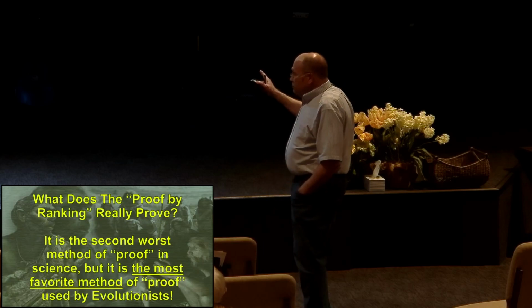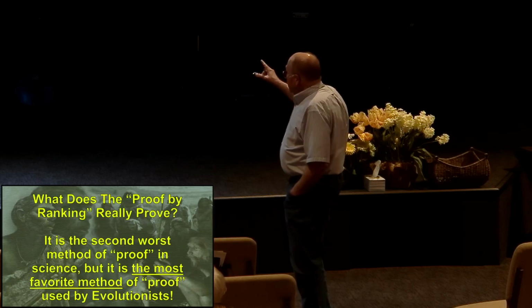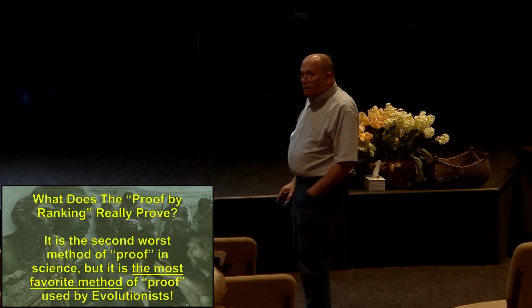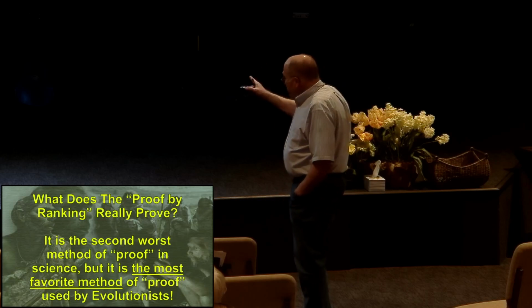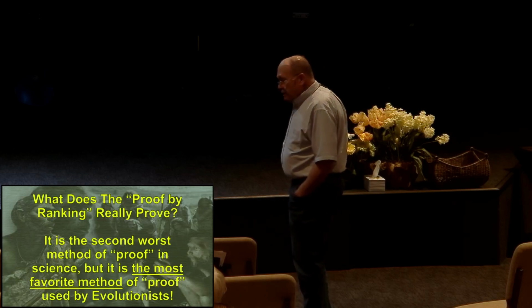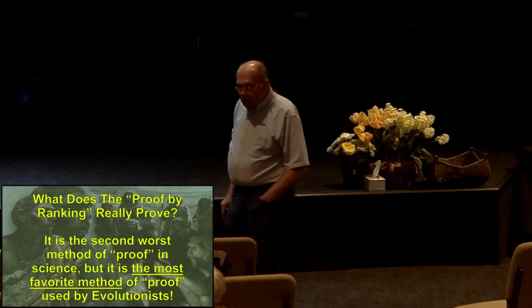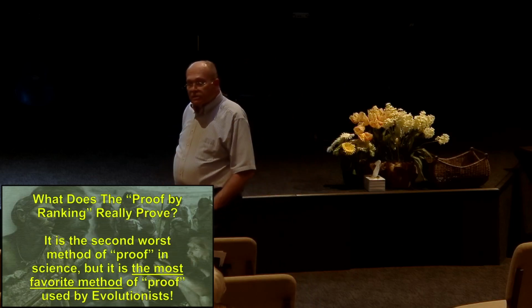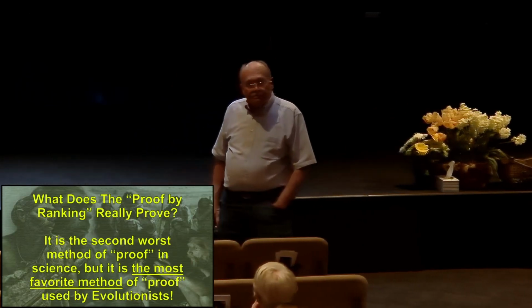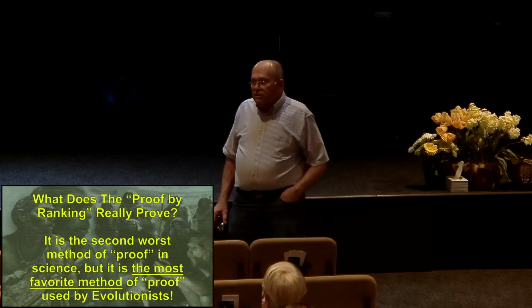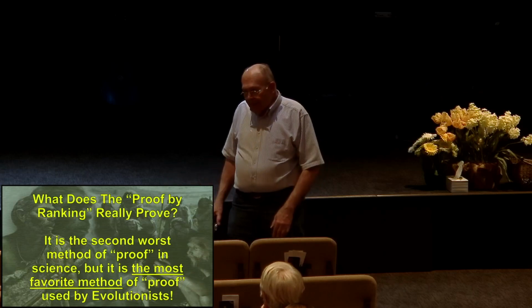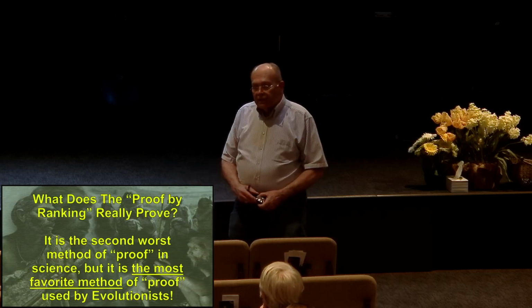I want to talk about this proof by ranking. Does the proof by ranking really prove anything? It is the second worst method of proof in science, but it is their favorite method of proof. I don't care what it is. I don't care if you're talking about the evolution of roses, dinosaurs, people, birds, it doesn't matter. It is their favorite method of proof. And I'm going to show you how to debunk it.